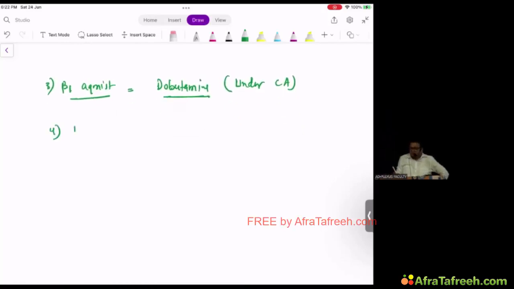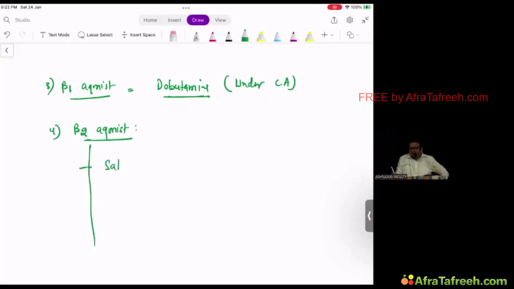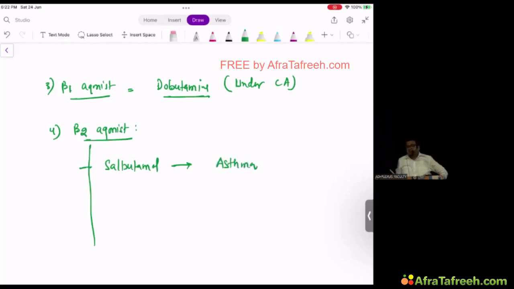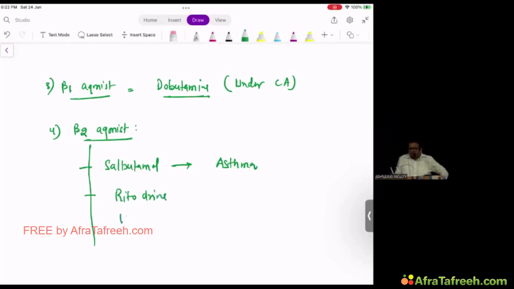We come to beta-2 agonists. Beta-2 agonists are pretty simple drugs. Drugs like salbutamol are used for treatment of asthma. We'll discuss them in detail in asthma. Drugs like ritodrine and isoxsuprine.